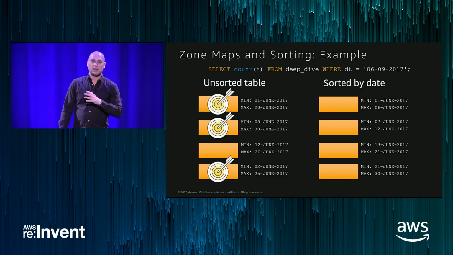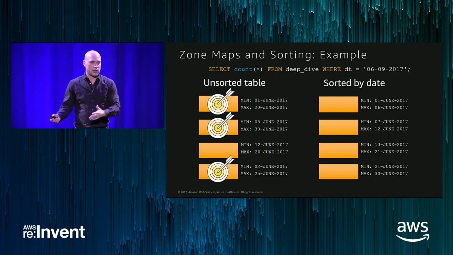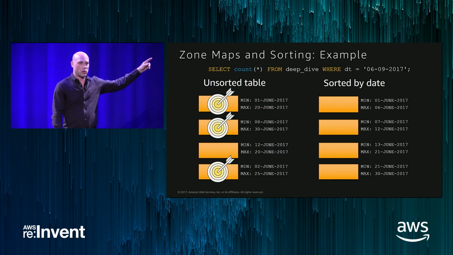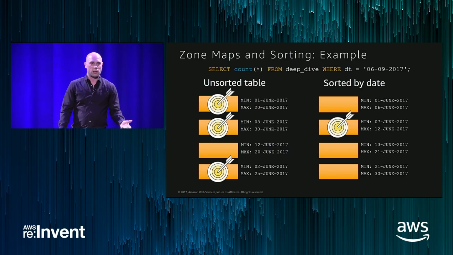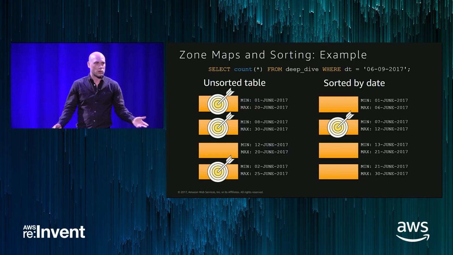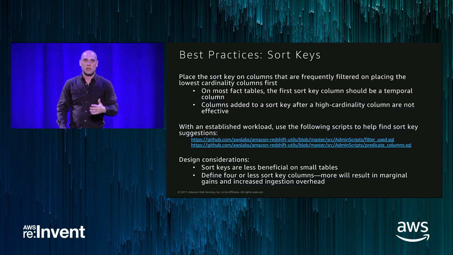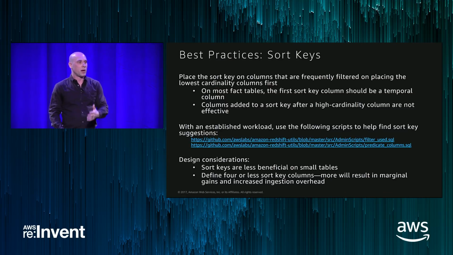If we take that same table and we sort it by the date, now what happens is the zone maps are in a more optimal condition for this SQL query, and we reduce I/O further. So the main point is that sort keys are primarily making the zone maps more effective.